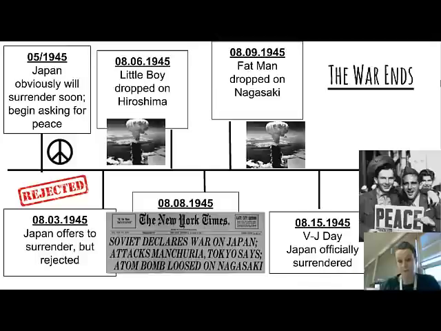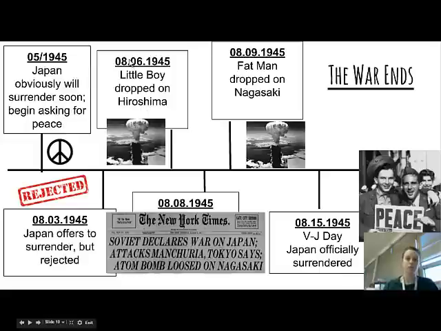So let's talk about how the war actually ends. I've got this timeline here for you, and I just want to point out something really important. The Japanese began asking for peace in May, back when Europe was defeated. So this is important, but the Allied powers wouldn't accept their peace offerings because they weren't unconditionally surrendering. They weren't surrendering with no requirements, and that's what the Allied powers wanted.